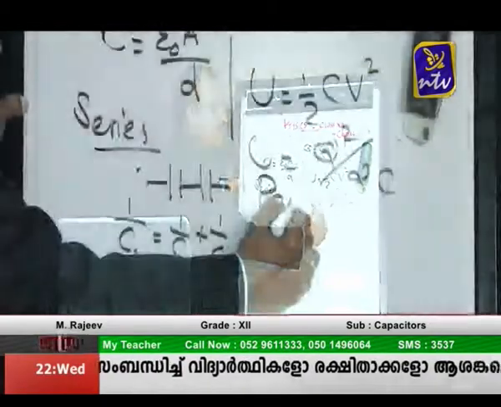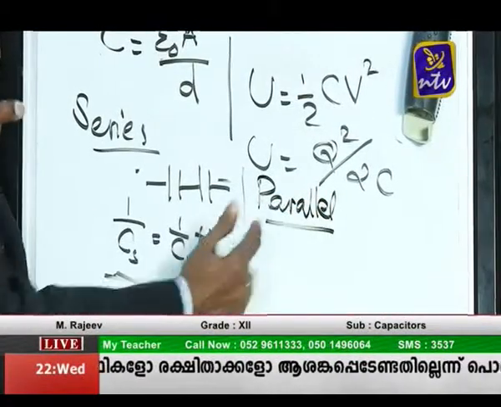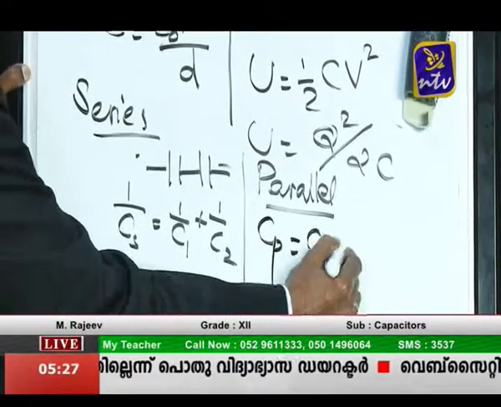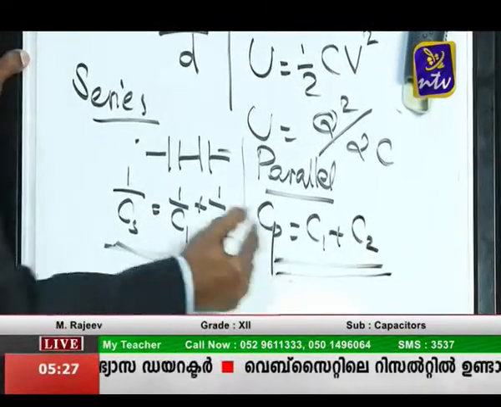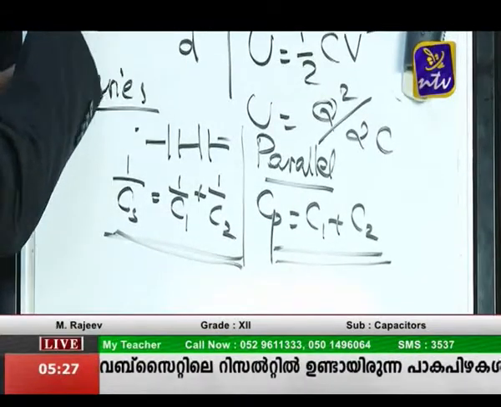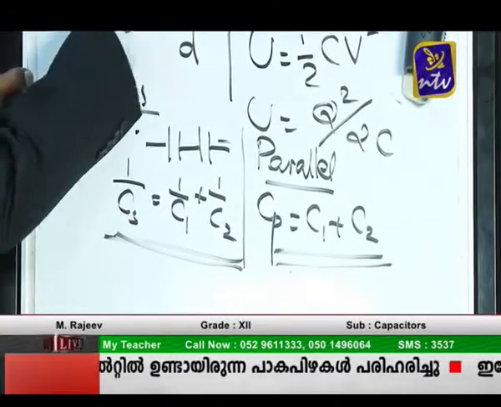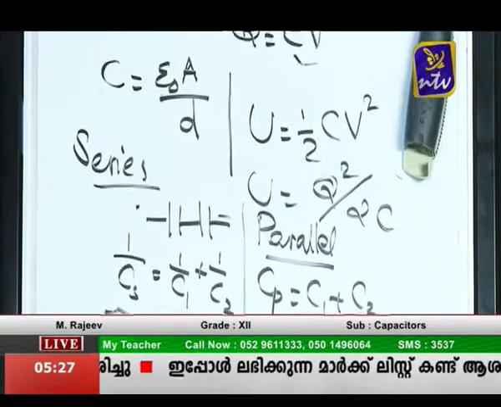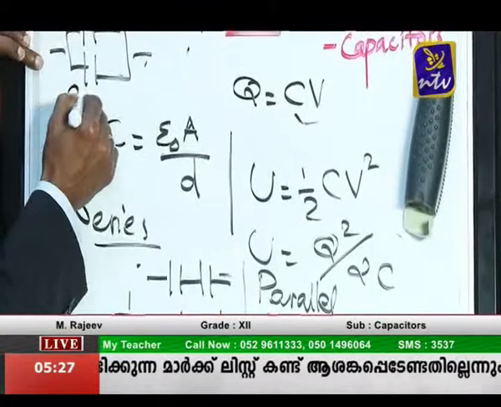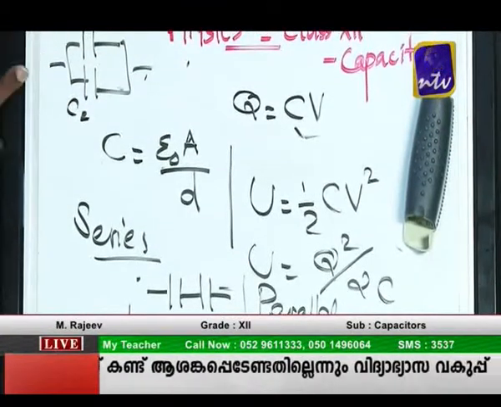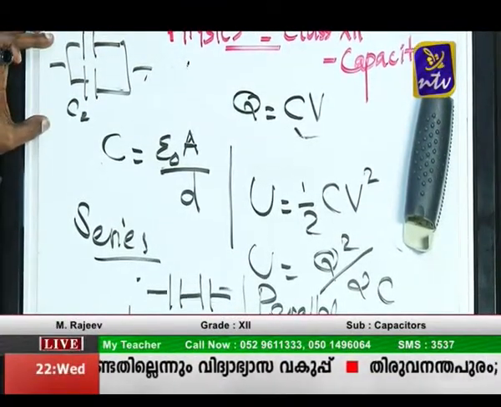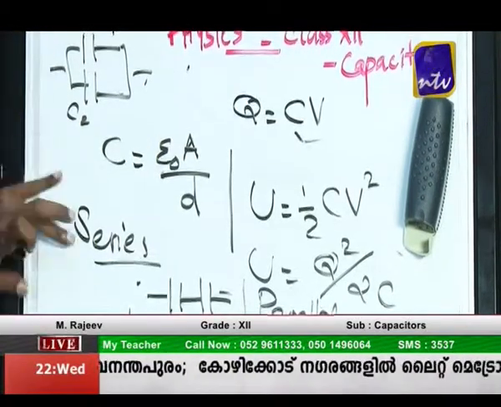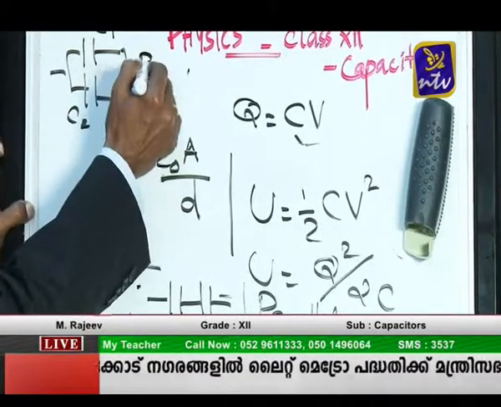And in parallel connection, if the capacitors are connected in parallel, the effective capacitance is given by Cp is equal to C1 plus C2. That is, parallel connection means it will come like this. See, both the plates are connected together in this way. The two plates of C1 and C2 are connected like this. This is the case of parallel connection. This is series connection. Parallel and series are shown here.